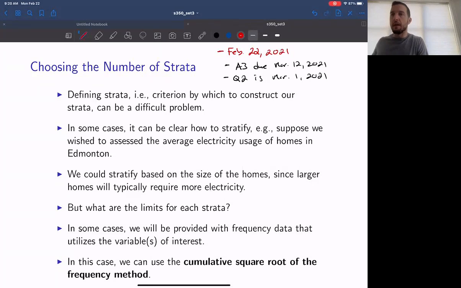Okay, so an example of this cumulative square root of the frequency method. Again, this is an approach that we use to determine how many strata we should have for a particular problem.